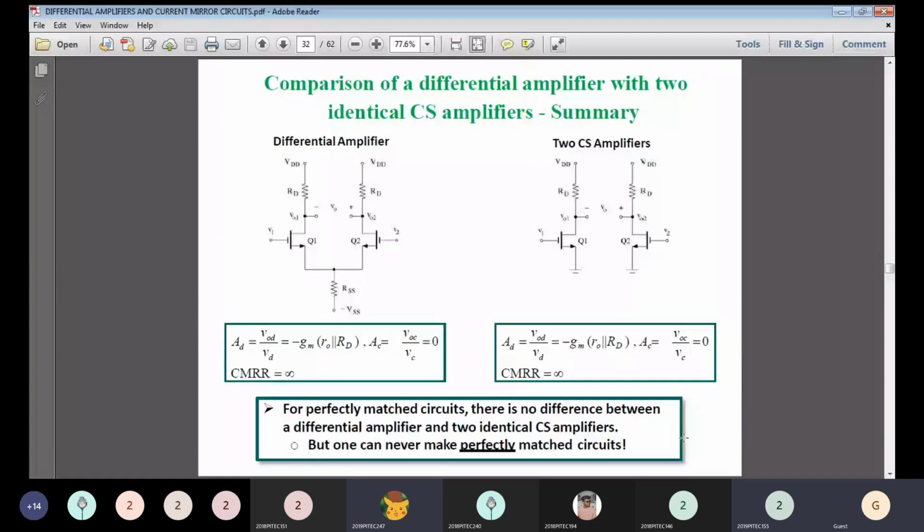Now the comparison of the differential amplifier with two identical common source amplifiers is summarized here. These are all the points and formulas to remember; in problem solving we will use these formulas directly. AD is equal to VOD divided by VD, which is minus gm times ro parallel with RD, where ro is the output resistance and RD is the drain resistance. AC is equal to VOC divided by VC, and the value of AC here is 0. So the CMRR value is infinite.